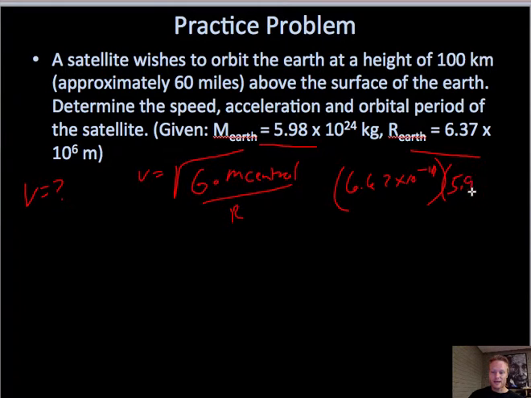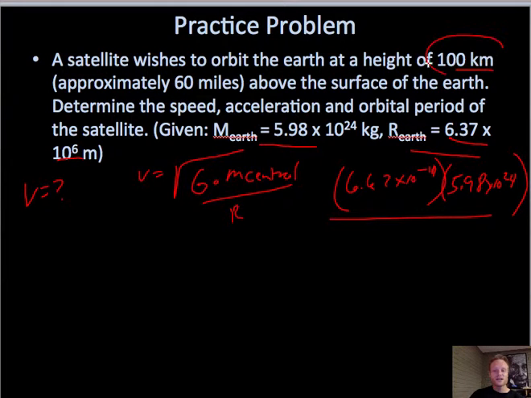So 5.98 times 10 to the 24th. And again, I'm going to leave units out just because it saves space. Divided by the radius, or the distance from the satellite to the center of the Earth. Now notice the radius of the Earth is 6.37 times 10 to the 6 meters, and this satellite is not right on the surface of the Earth. Instead, it's 100 kilometers away from the Earth.